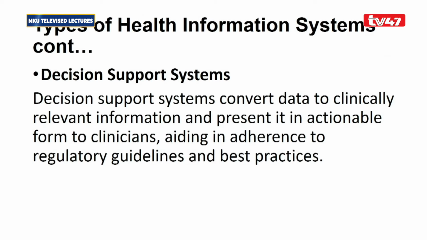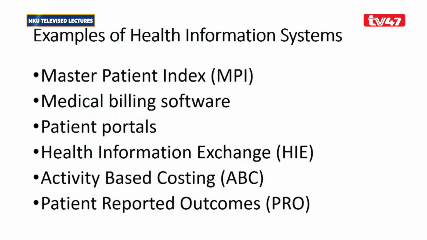Now, what are some of the examples of health information systems? We have Master Patient Index, MPI, which is used basically to store and monitor some patient characteristics, or some patient issues, or some very critical things that you can measure about a patient. Then we have the medical billing software. As the name suggests, these are used for processing medical bills.